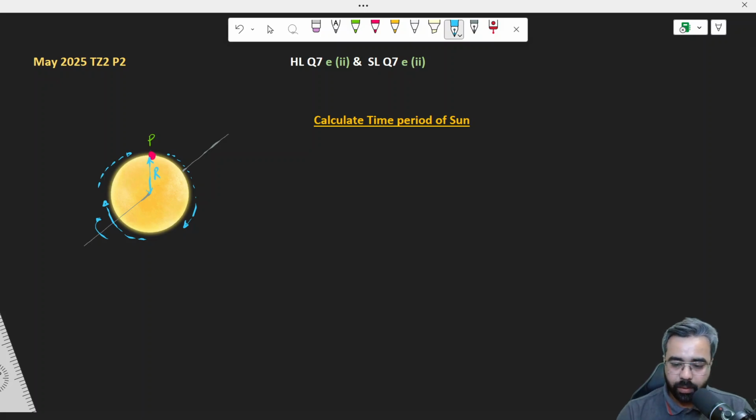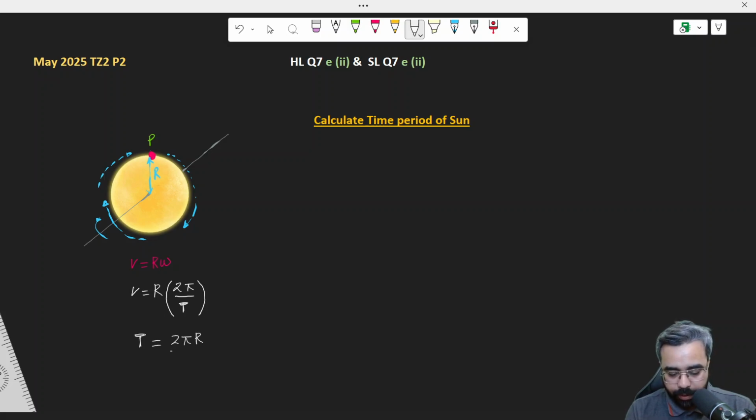You already know the equation v equals r omega, which you have studied in the rotational motion topic 8.4. Here omega is basically the angle covered in one rotation, which is 2 pi, over the time taken, which is the time period. So don't you think we can get the time period from here? That will be equal to 2 pi r over v.